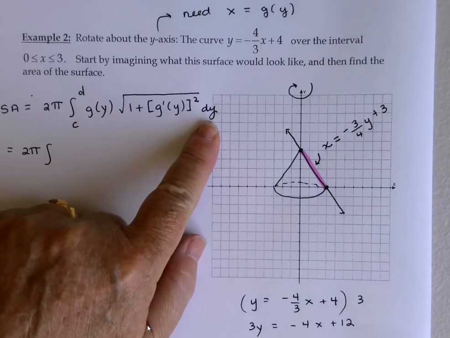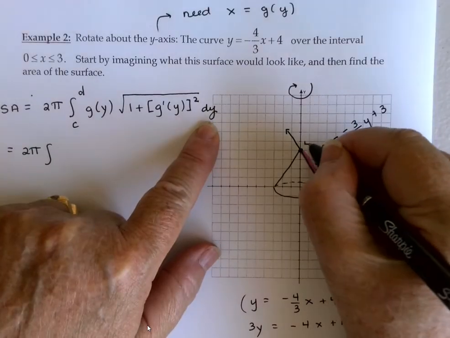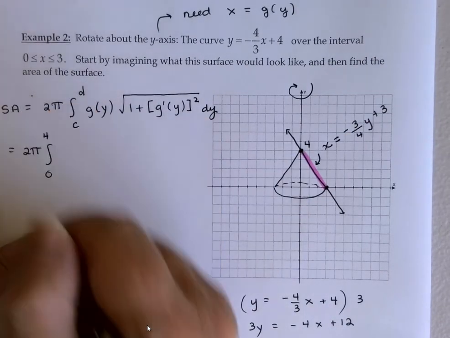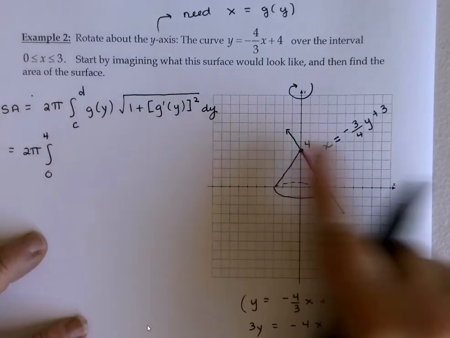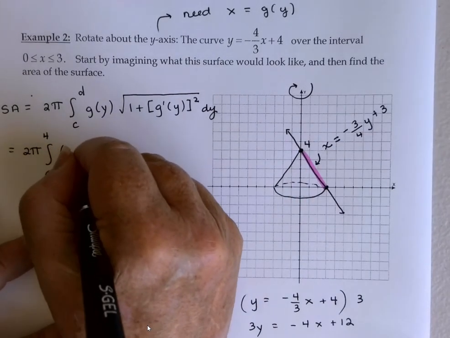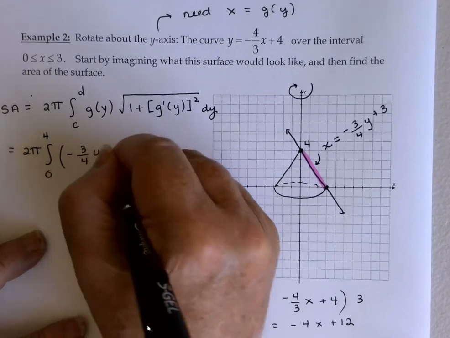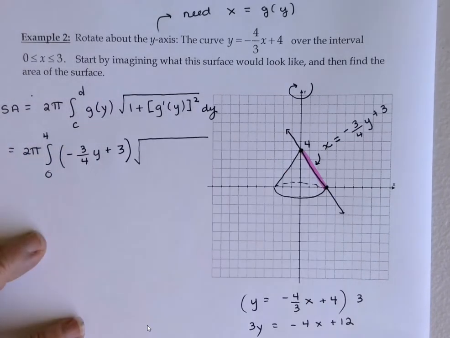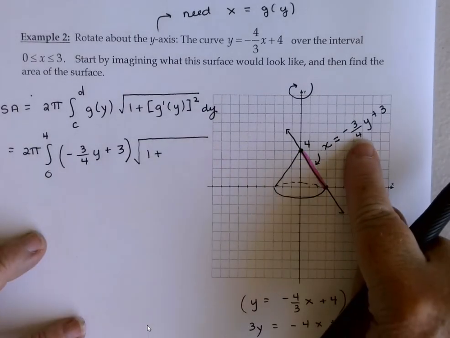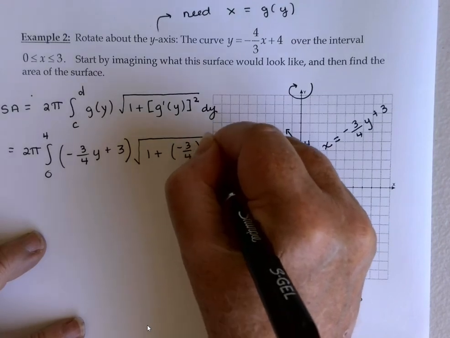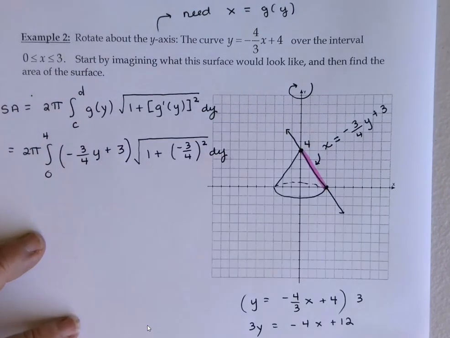Notice this is a y integral. So this had a y-intercept of 4 here. We're going from 0 to 4 on the y-axis. G of y, here's my function, x equals g of y, times the square root of 1 plus, and g prime here would just be negative 3/4. We square that and integrate dy.